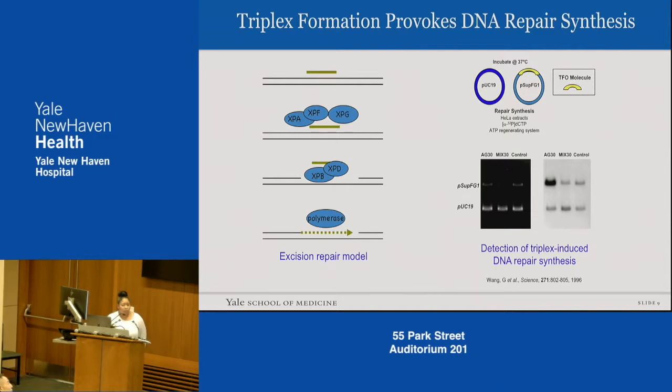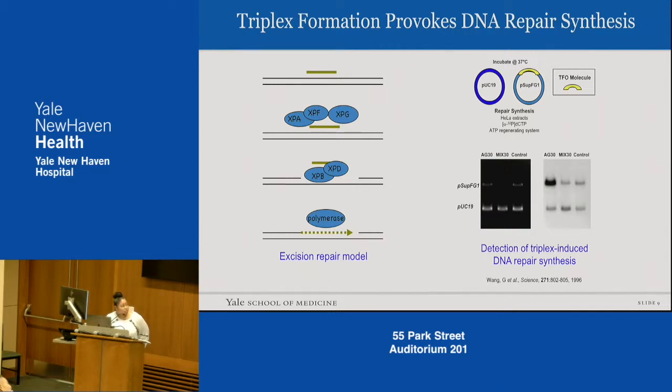So the first thing that one would want to ensure is that these triplex structures are actually repaired, because in order to manipulate that DNA damage response pathway, we have to first ensure that we can have repair. So to do this, we used an in vitro repair assay where we incubated 2 different plasmids, one with and one without the triplex target site.